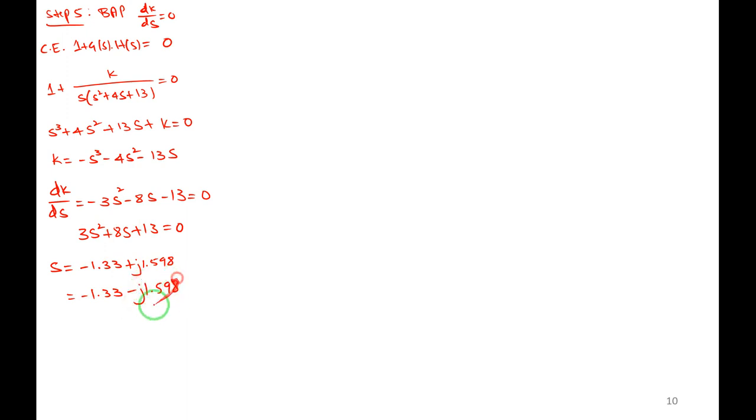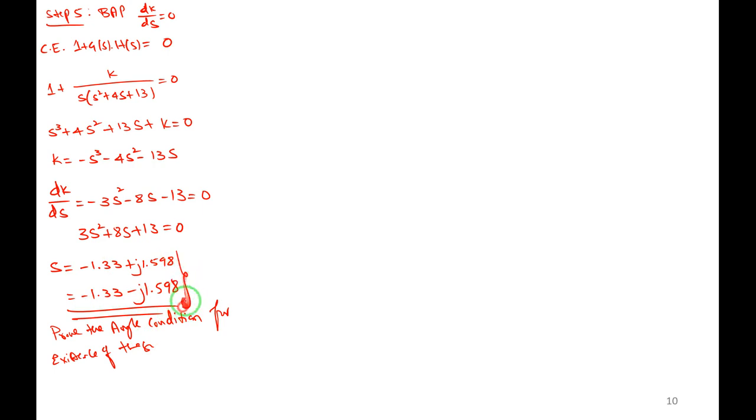Since these are complex breakaway points, I cannot tell directly which is valid. If I want to tell that this is valid, I have to prove the angle condition. You know how to prove the angle condition. Prove the angle condition for the existence of these points, meaning these 2 points.